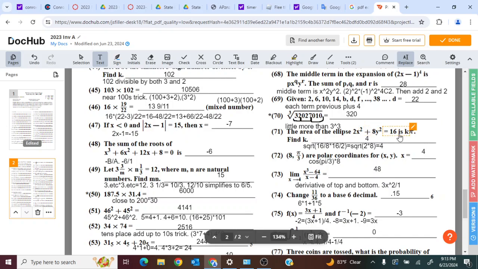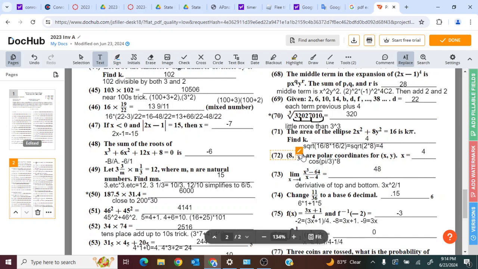The area of the ellipse is k pi. Find k. Area of an ellipse given this stuff is the square root of this value divided by that, multiplied by this value over that. So 16 over 8 is 2, times 16 over 2 is 8. 2 times 8 is 16, square root of that is 4.